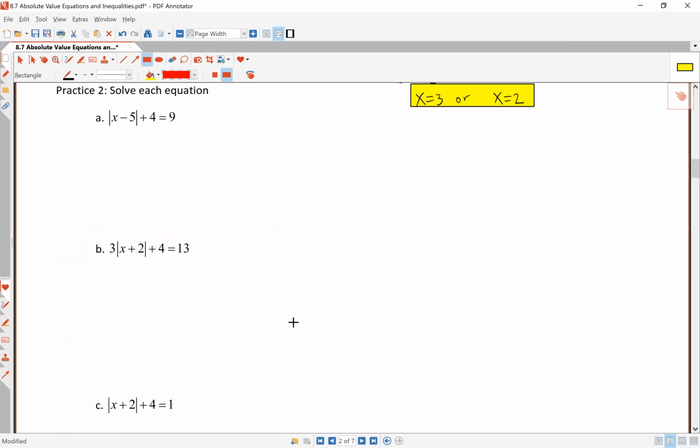And this leads me to 3 practice problems for you to try. I encourage you to press pause in your video and work these out and come back when you're ready to see the solution. Notice first how each one of those you need to isolate the absolute value first.